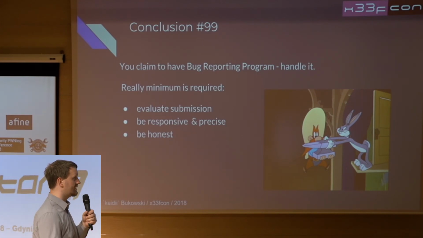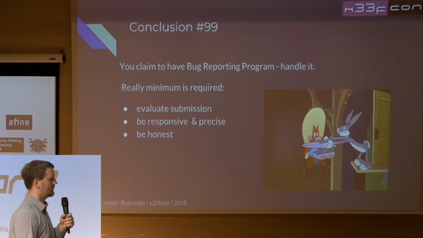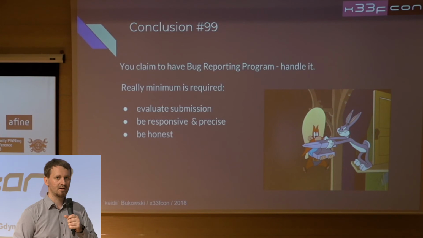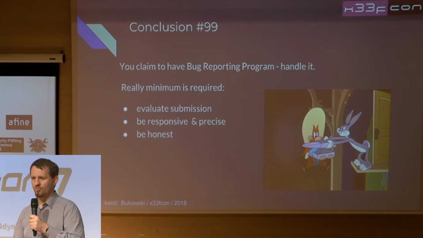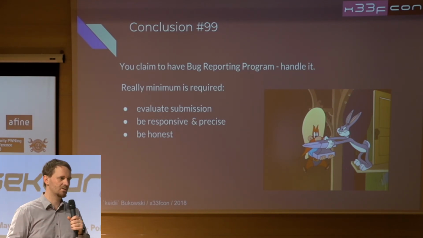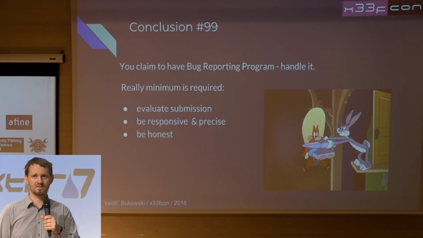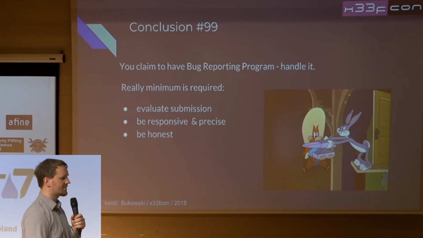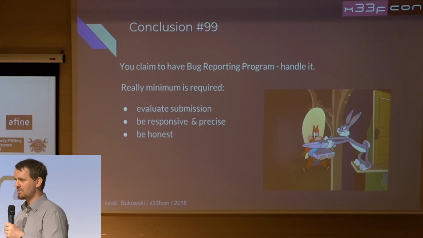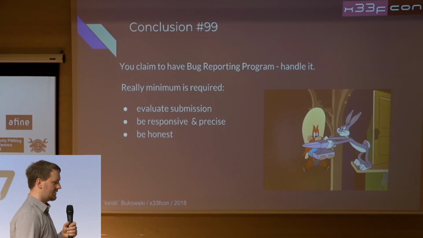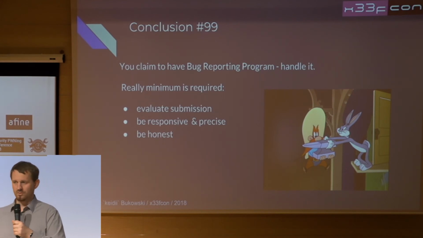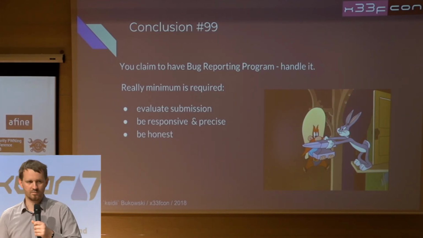Three tips. Evaluate the submission. Give feedback to the person who is reporting. Be responsive, be precise. Tell exactly what is going on right now, because we just put those emails with the reports into a black hole. We didn't receive, in my opinion, any constructive response from them. And be honest. If you are, for example, not planning to fix it because in two months you are releasing a new version, tell it to the researcher, because we didn't know what was happening. Especially since for a very short period of time, we were using this version with a lot of remote root vulnerabilities.